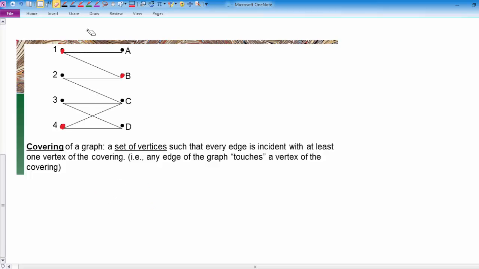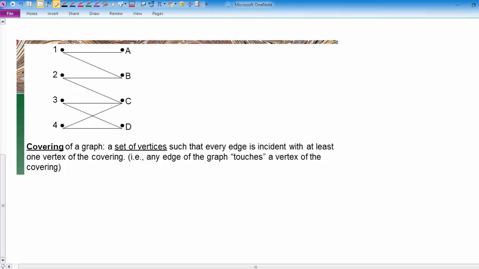Well, let's pick more vertices then. If I pick all the vertices, then that's certainly a covering, right? If I pick all of them, 1, 2, 3, 4, A, B, C, and D, that's certainly a covering. It's a set of vertices of the graph, it has all the vertices of the graph, and it certainly satisfies this definition. Every edge in the graph touches one of the vertices. Now, the question is, can I have a covering that has fewer vertices?